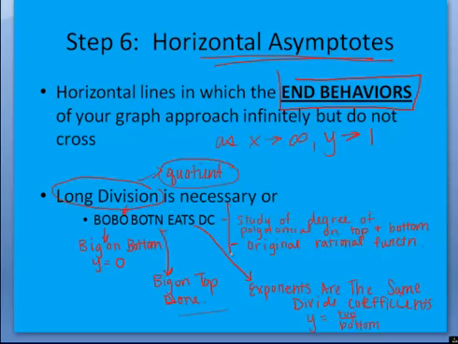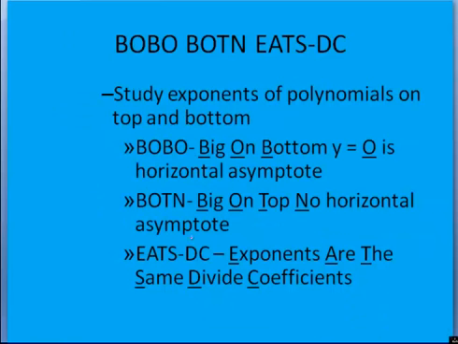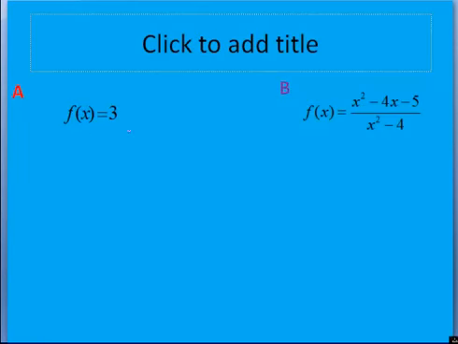So what Bobo-Botan-eats-DC is, it's a study of the degree of the polynomial on top and bottom of the original rational function. All of these steps after the factoring process and the simplifying, we just use the simplified version. This one we should go back to the original function, the one that we started with. So we're going to study the degree of the polynomial on top and the degree of the polynomial on bottom. Here again is just the breakdown of what Bobo-Botan-eats-DC is.